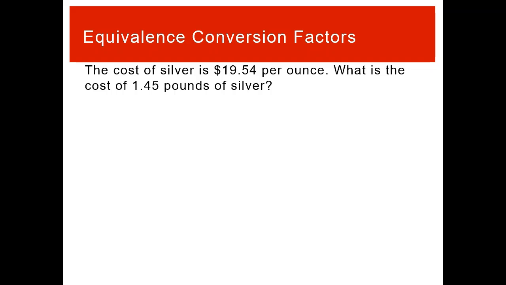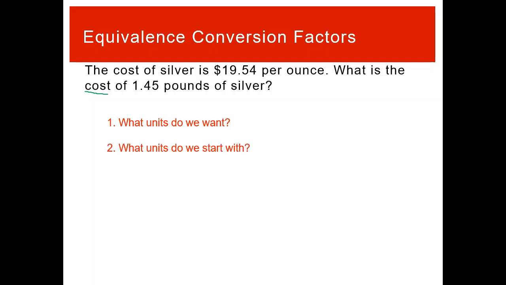Let's look at an example that's a little less scary. The cost of silver is $19.54 per ounce. What is the cost of 1.45 pounds of silver? What units do we want? So we can see, if we read out the question, what is the cost? So you need money. Dollars, cents, if you want to convert it to another currency, but it needs to be a money. What units do we start with?